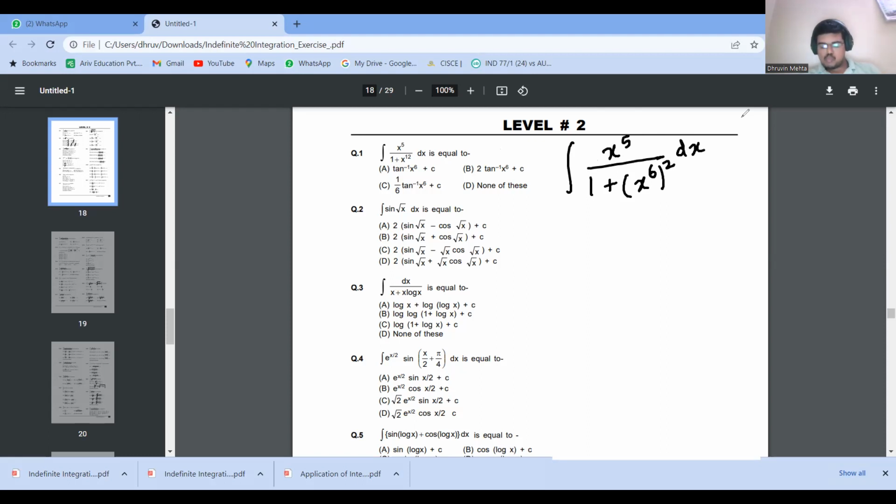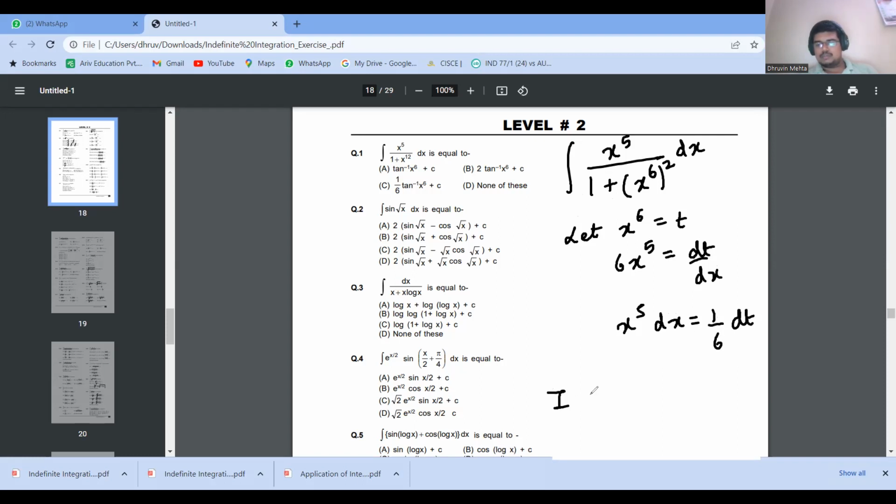Because the differentiation of x raised to the power 6 will be 6x raised to the power 5. Perfect. Basically, Arush, Muskan, this is actually a substitution type question. We'll take x raised to 6 as t. Derivative of x raised to 6 is 6x raised to 5. So we have x raised to 5 dx equal to 1 by 6 dt. Are you following this, Arush? Muskan?